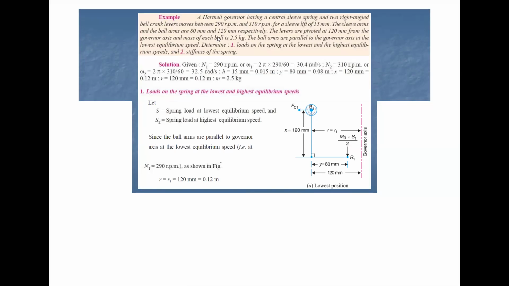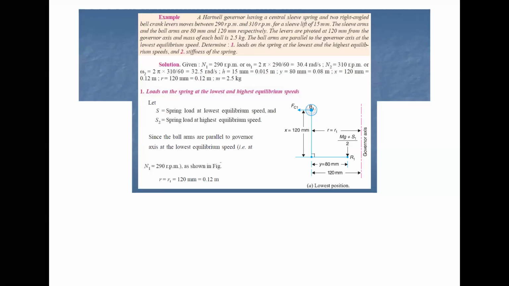Okay, all of you read our problem carefully and write the given values from the problem description. So now from the problem description we will write our given values, that is n1 and n2. n1 is 290 rpm.